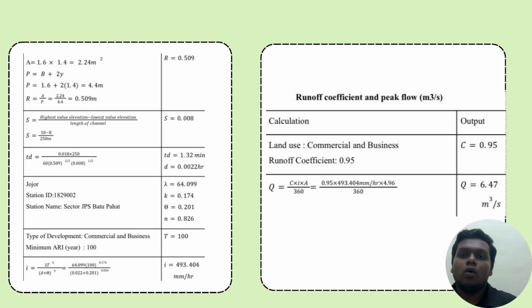The old drain, from the Suha restaurant to the coffee shop, is 1.6 meters wide and 1.4 meters long. The area for this drain is 2.2 square meters and the radius is 0.50 meter. The ID used for this station is 1829002 and the station name is JPS Batu Pahat. The runoff coefficient value is 0.95 and the flow area is 4.96 hectares. The peak flow for this drain after calculation is 6.43 cubic meters per second.